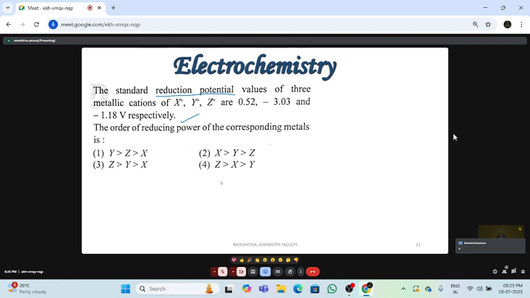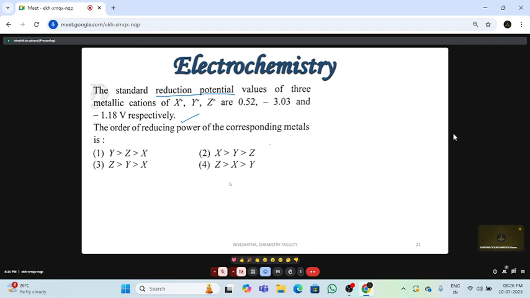Senthamil Chelvan's answer is option A. Ma'am, option 1. Could you please justify your answer? Ma'am, the least value is minus 3.03, and the highest value is 0.52. We are arranging it, so we are getting the first option.